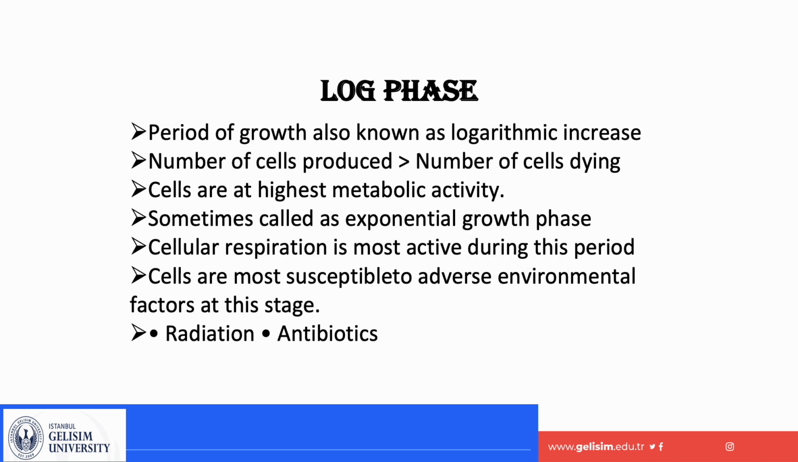Now, the log phase is a period of bacterial growth where the number of cells produced is greater than the number of cells dying. So this phase is also known as the exponential growth phase, since the bacterial population doubles at regular intervals. During this phase, cells are at their highest metabolic activity and cellular respiration is most active. However, cells are also the most susceptible to adverse environmental factors at this stage, such as radiation and antibiotics.